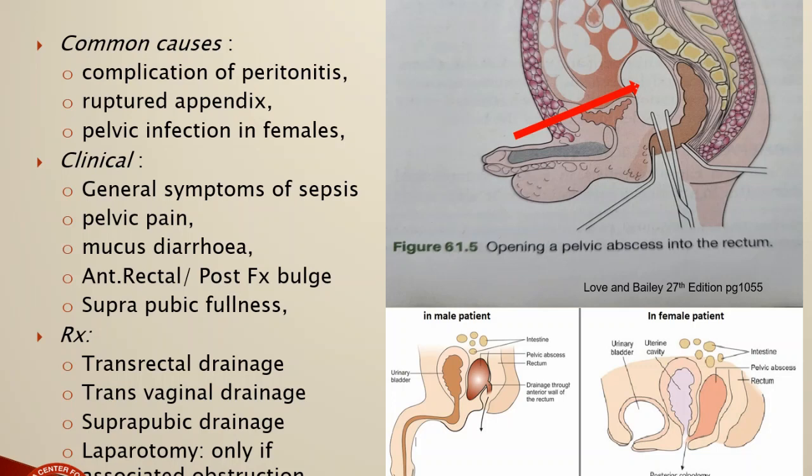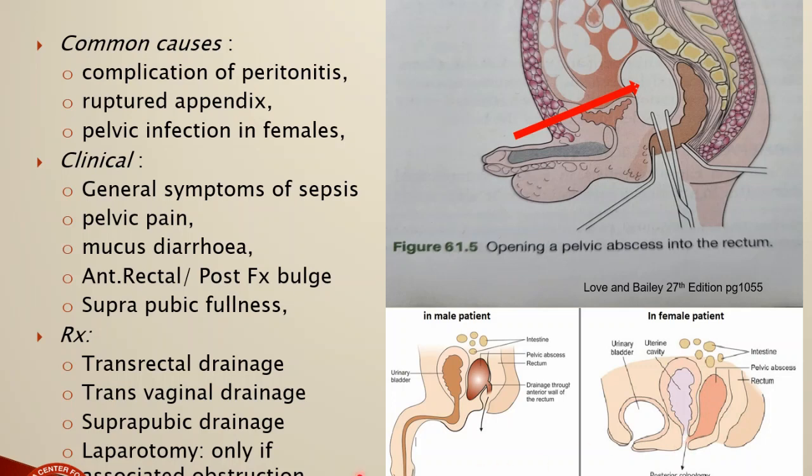The treatment is simple. Again, extraperitoneal drainage. So how can you drain it? The best is through the anterior rectal wall. See, this is the rectum. You're draining it through the anterior rectal wall. That is perhaps one of the best methods. But if it's a female, one of the better methods could be draining it through the posterior fornix. See, this is the posterior fornix. The uterus, the vagina, and the posterior fornix. You're draining through the posterior fornix.